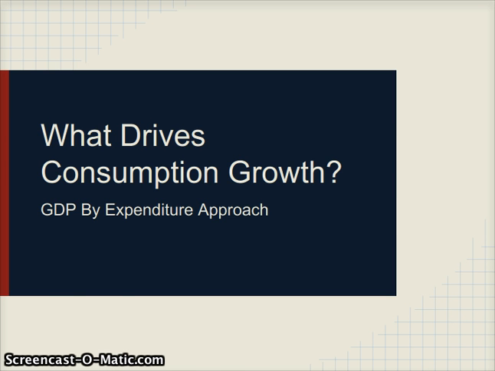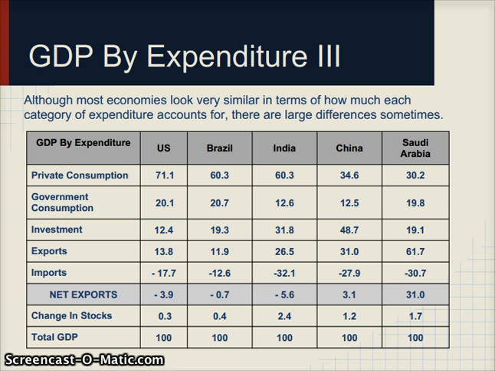So as we noticed from the previous lessons, private consumption plays a very large role in an economy. In the US, for example, it accounts for about 71% of GDP. In Brazil, it's about 60. In India, it's about 60 as well. In China, of course, where the growth model is very different, more directed towards private investment and much less consumption, it's about 35%. And in Saudi Arabia, it's also very low, but that's because exports account for such a large portion of their economy.